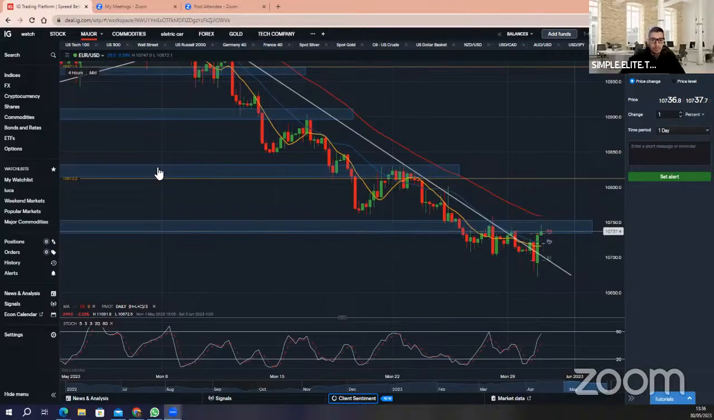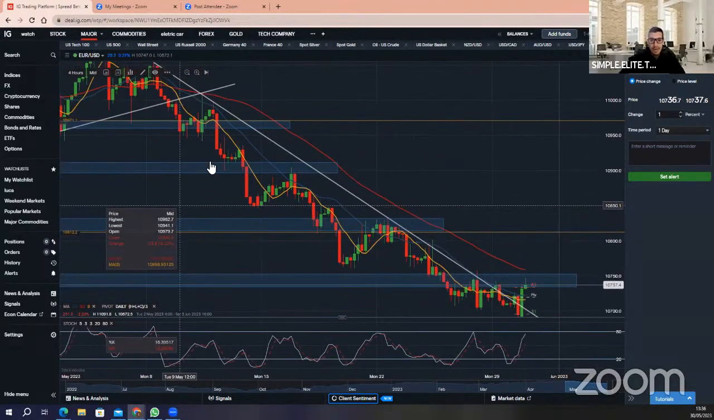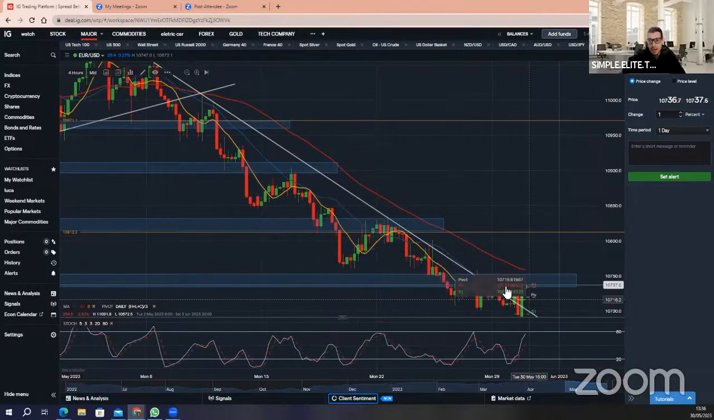Because you can see the trend is already done, and we need some pullback. And as soon as we see this pullback, I will be more happy to get some short position on euro dollar again.